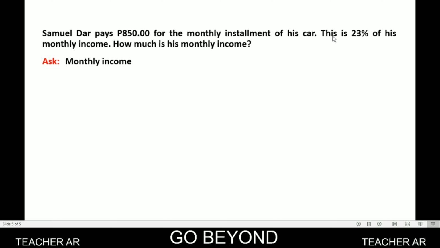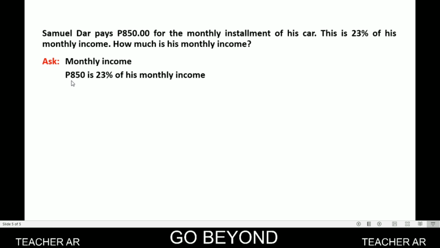So, in the statement, the 850 pesos is 23% of his monthly income. Again, 850 is 23% of his monthly income. Kasi nga, Samuel Dar pays 850 pesos, and this is 23%. So we can now rephrase the statement: 850 pesos is 23% of his monthly income.